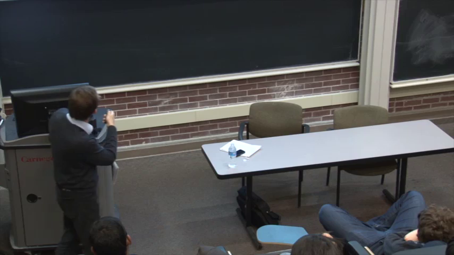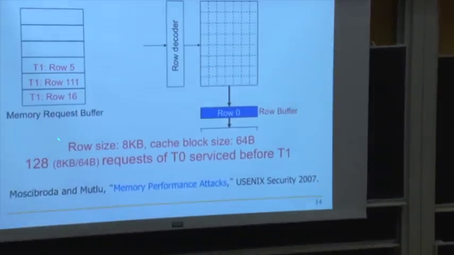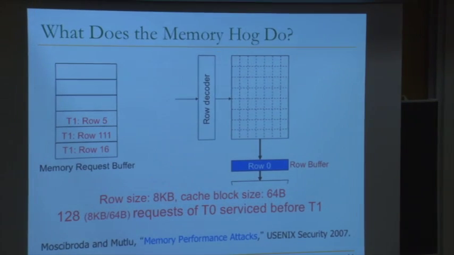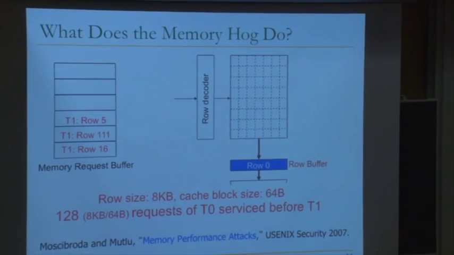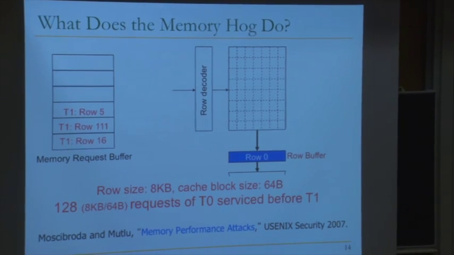Yes, so you can do the calculation with a row size of 8 kilobytes and a cache block size of this. 128 requests of this streaming application are serviced before a single request of the random application. And that's the cause of the denial of service or degradation of service.